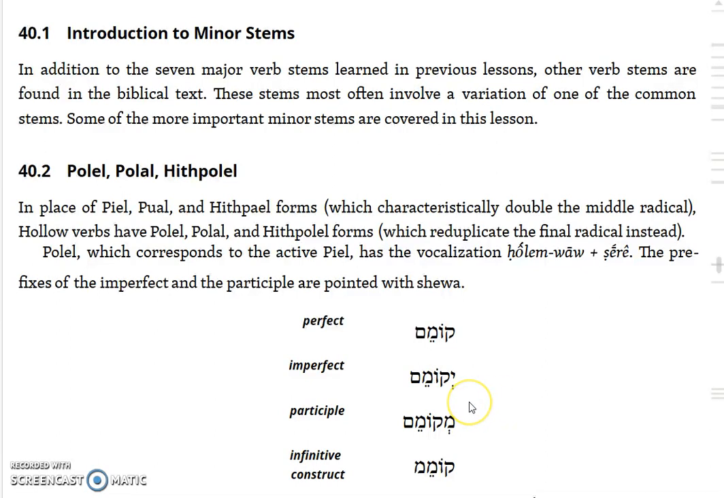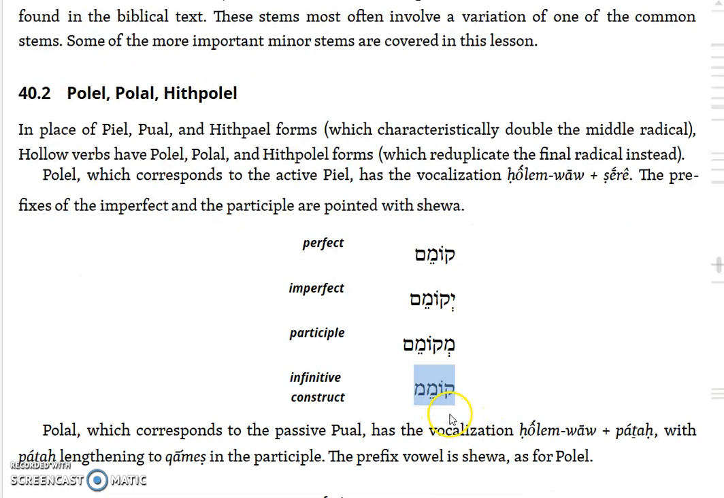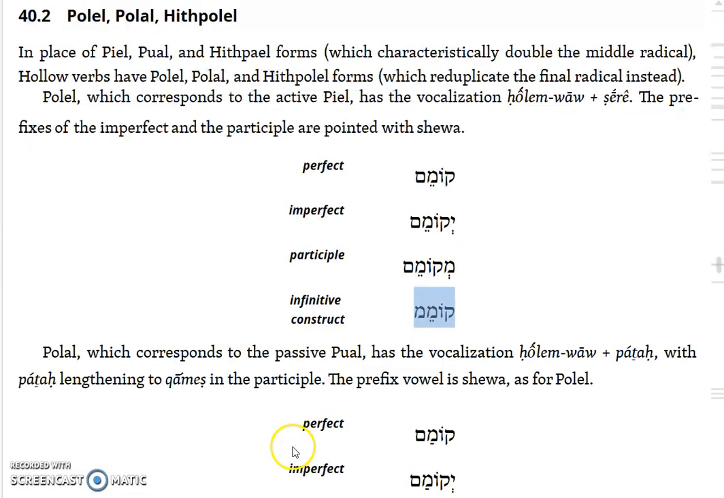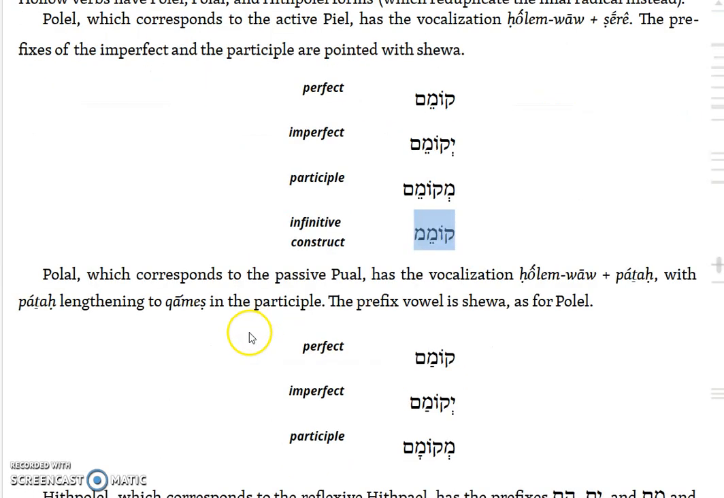The imperfects, as with the piel, will have a preformative with a shva under it. Same thing with the participle. The infinitive construct, and notice that they've misspelled it by putting a medial mem instead of a final mem there, but otherwise that is the infinitive construct form of the polel, komem, just the same as the perfect. And so the polel then corresponds with the piel.